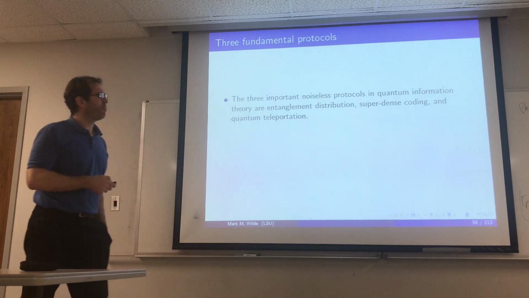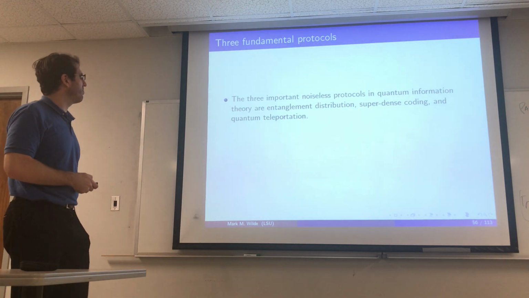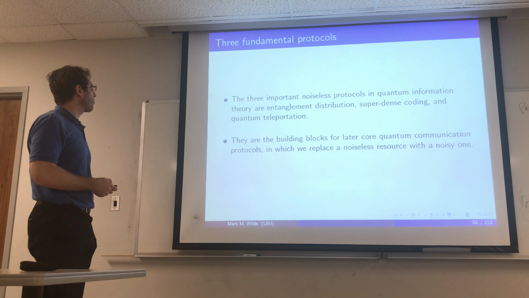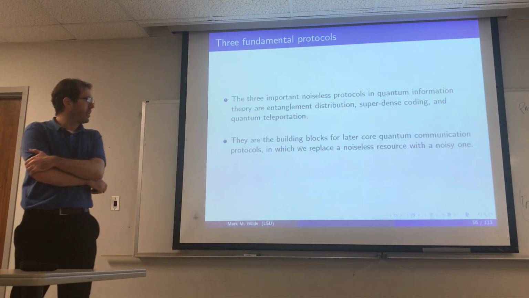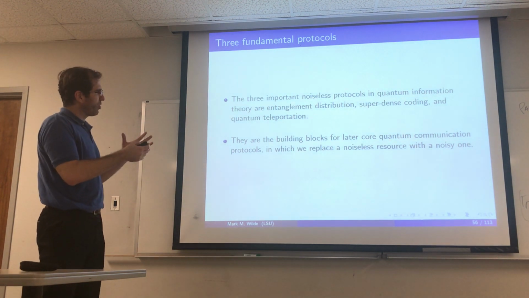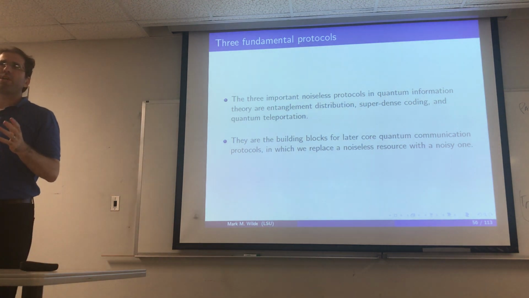The first one is the simplest. That's called entanglement distribution, and then we get successively more interesting and complicated. These are the building blocks for the later communication protocols, where you can study these and say, okay, what if we make one of the resources unideal?